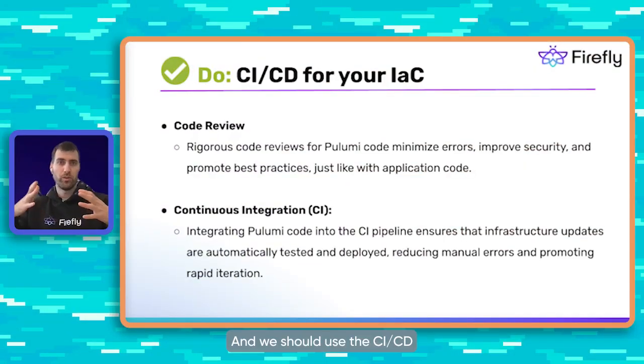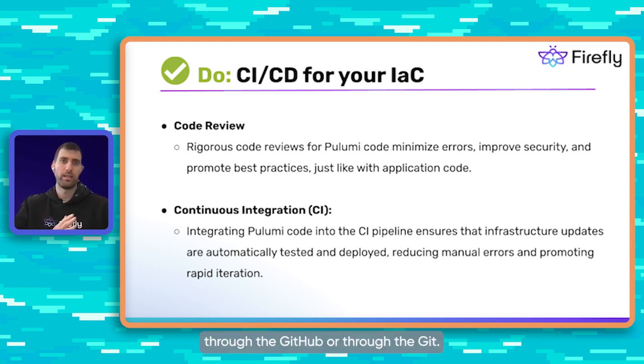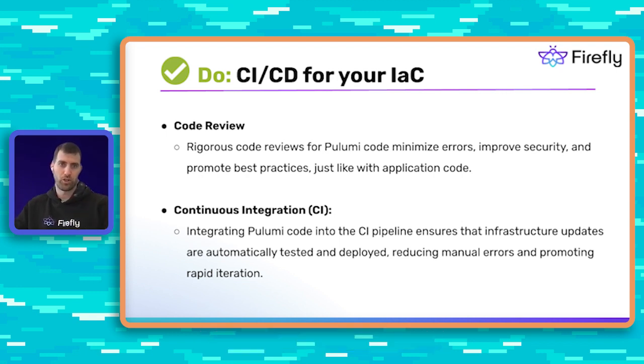And we should use CI/CD for infrastructure changes. Every time that we need to change the infrastructure, we should do it through GitHub or through Git. We should use practices like code review to understand and to review all the infrastructure changes. And we should adopt CI and CD.